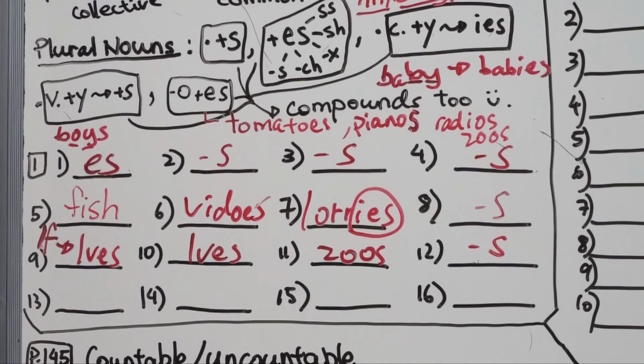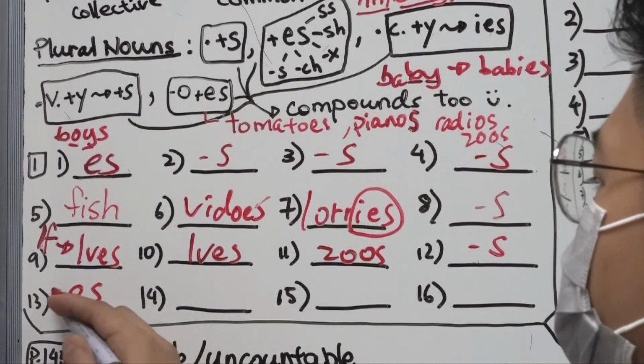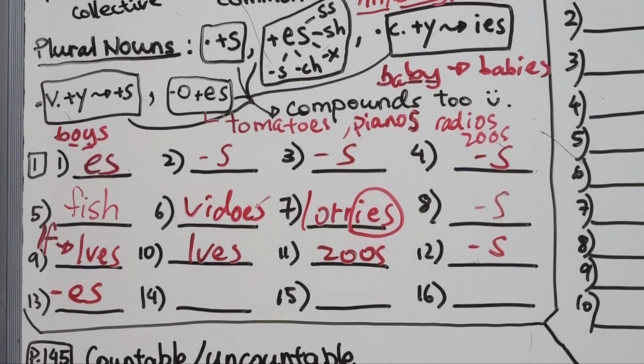Fox. Again, those are the fricative, right? The affricative, the x sound. Right, it should be ES because we have the letter X, right? X sound. Foxes. Alright, next one.